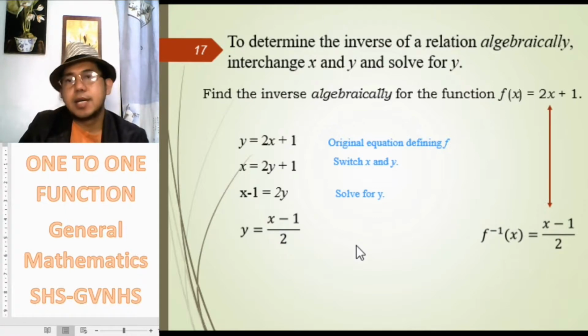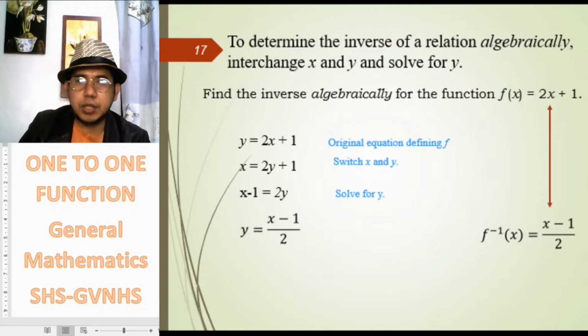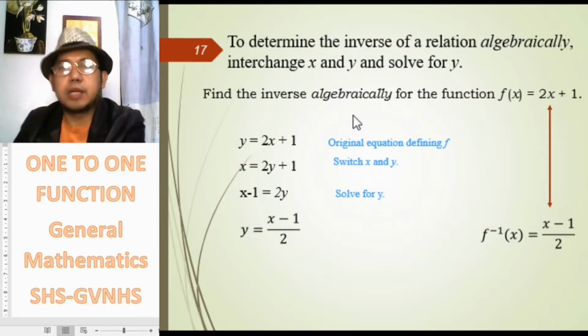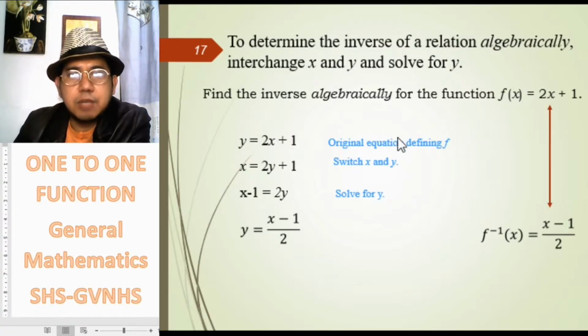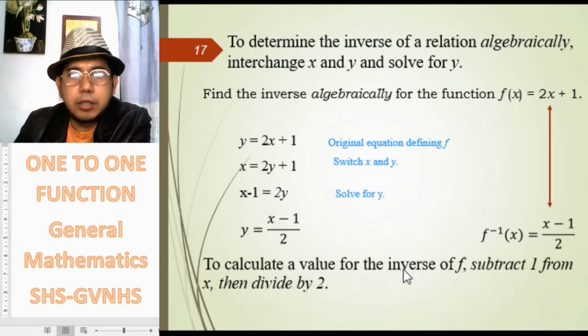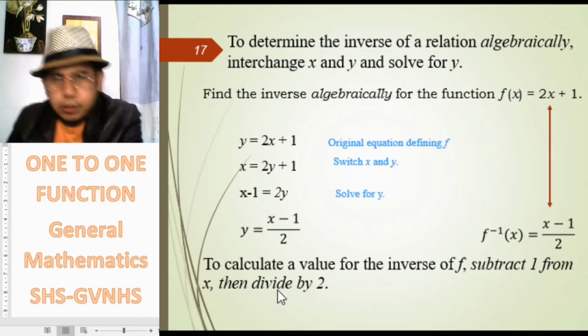So what's my inverse? The inverse function is equal to x minus 1 over 2. So that is how to get the inverse of the original function. Again, do not forget to study these steps, because you will always consider this process when we look for the inverse of any function. To calculate a value for the inverse function, subtract 1 from x and divide by 2.